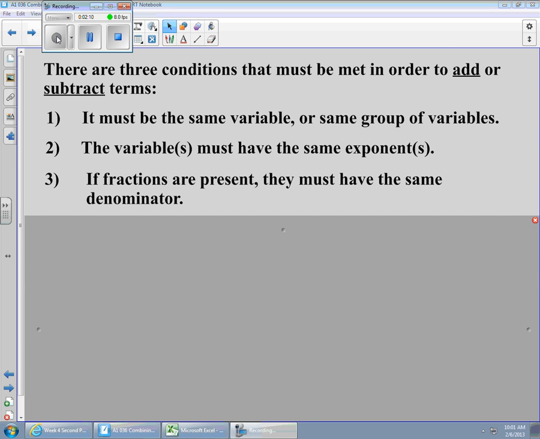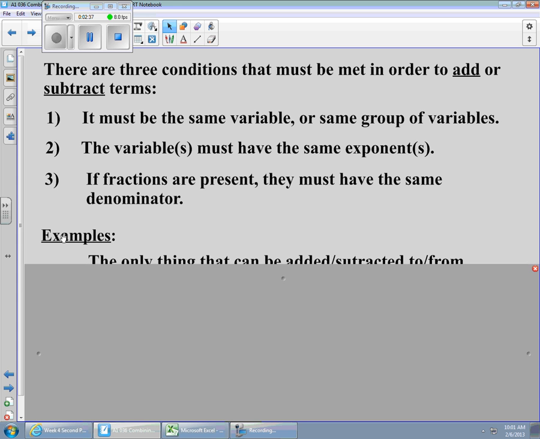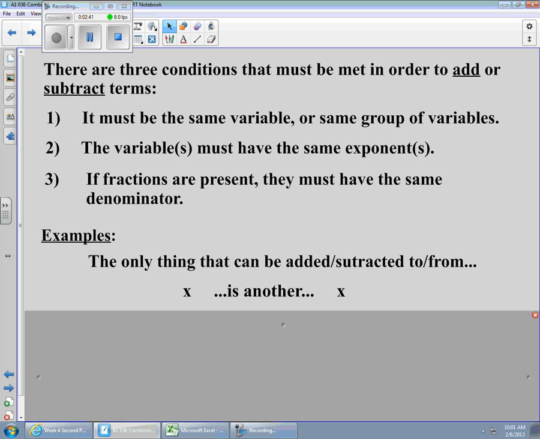Okay, so the bottom line is anytime you run into a problem that has addition trying to happen and there's variables involved, you need to go through this mental checklist and make sure that all 3 of these things are correct in the problem before you try to add or subtract. If you add or subtract and any one of these things are wrong, it is pretty much guaranteed that you're going to end up with the wrong answer. Okay, so let's take a look at some examples that go along with these. And this is just to kind of reinforce what you're looking at.